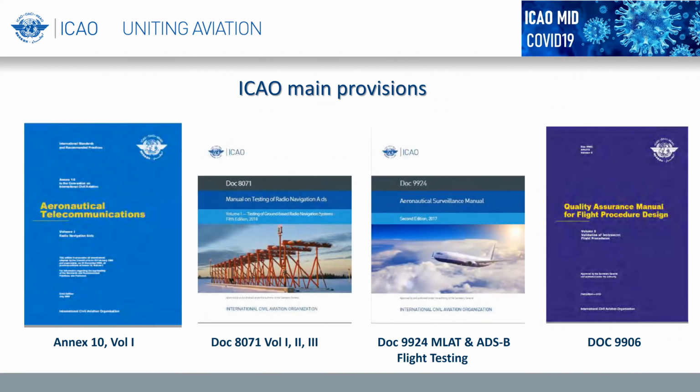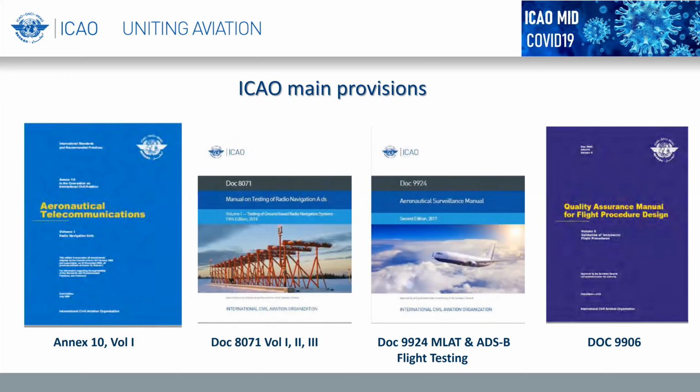In this slide, you can see ICAO main provisions related to flight inspection. As we said, the SARPs for flight inspection can be found in Annex 10, Volume 1. So what we need to comply with is Annex 10. Also for guidance material, you can find it in ICAO Document 8071. This document includes 3 volumes. This document is the manual on testing of radio navigation aids.